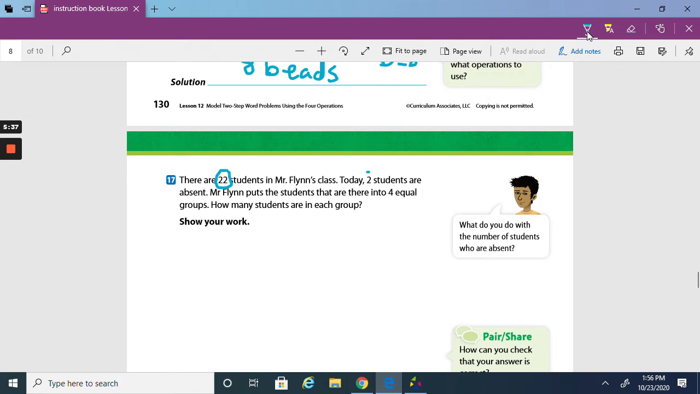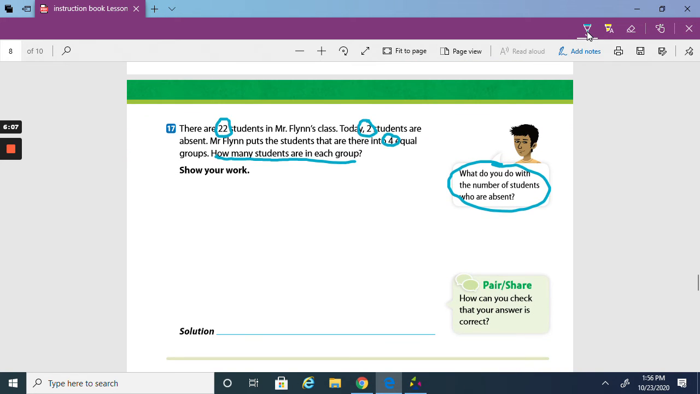Well, I have 22 total, 2 are absent, and then I'm going to take the total and separate it into 4 equal groups. And I'm looking for how many students are in each group. What do you do with the number of students who are absent? This question right here will help you get started with your picture and your equations. So pause the video and think about how you would solve this problem. Record a picture or a model in the white space and then write your solution on the line.